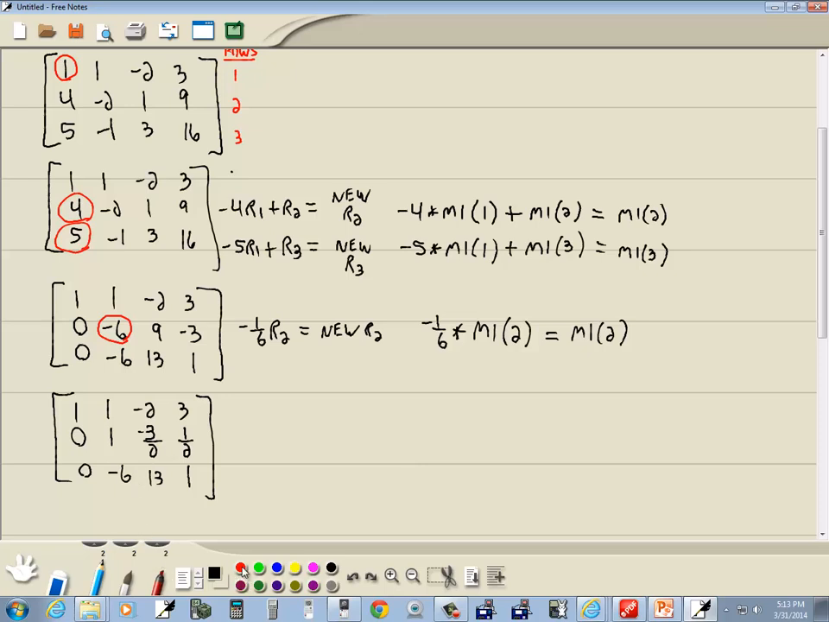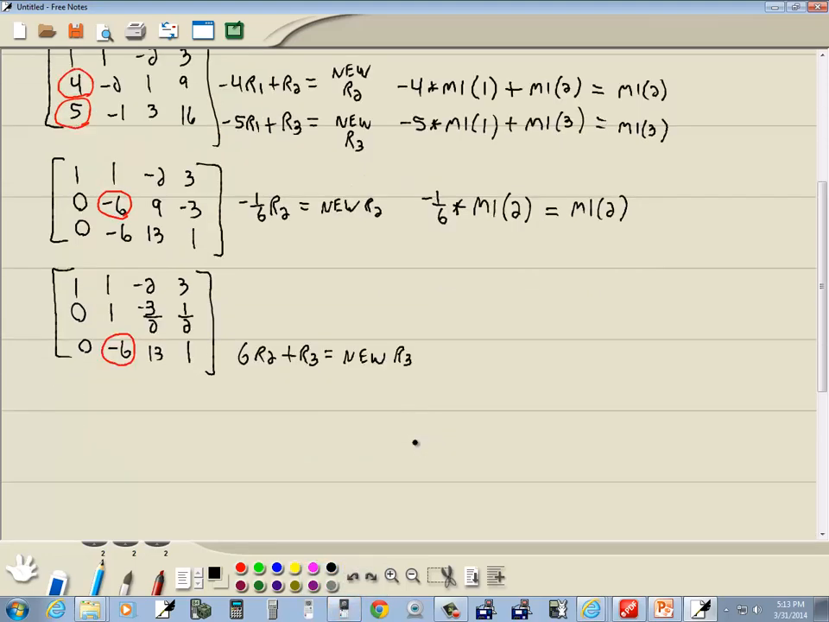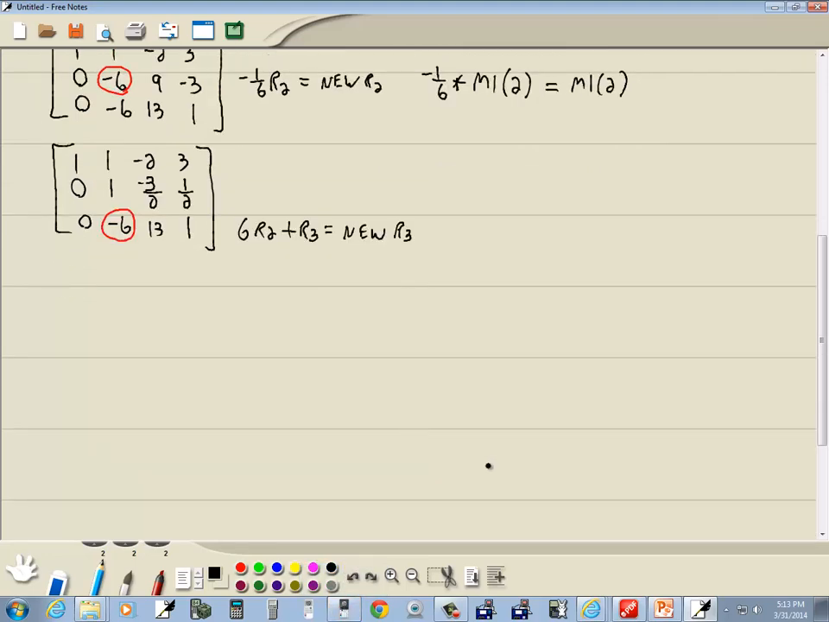Okay, now we got a 1 there. We want to get zeros below it. So I'm going to get 0 right here. Okay, so we think, what do we multiply times this 1 that we then can add to this -6 to get a 0 here? Well, we'll take 6 times row 2, and we'll add that to row 3, and that's going to give us our new row 3. Okay, let me do that step.